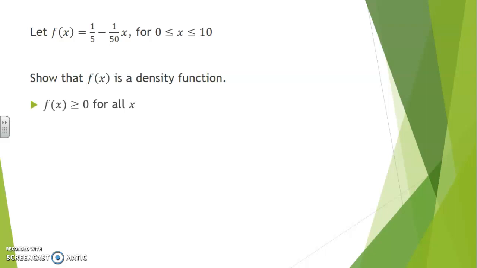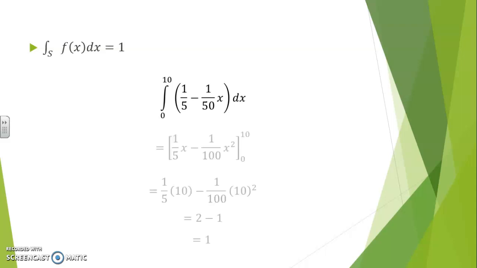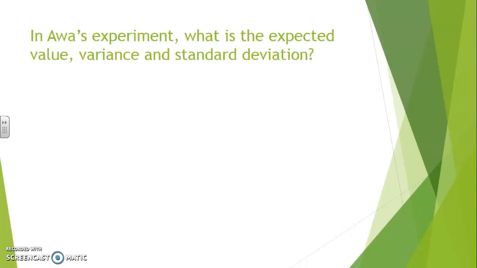f of x is greater or equal to 0 for all x, as the following graph demonstrates. Secondly, the entire integral of the density function on its support is 1. In fact, if we integrate from 0 to 10 the density function, then the outcome will be equal to 1 as it should.